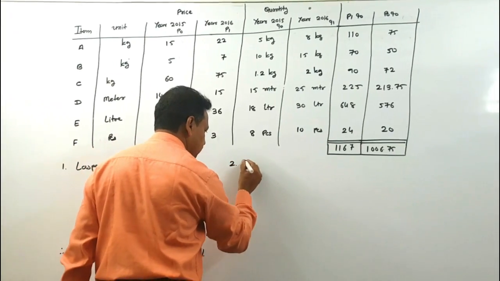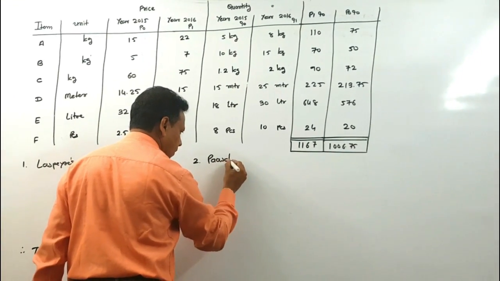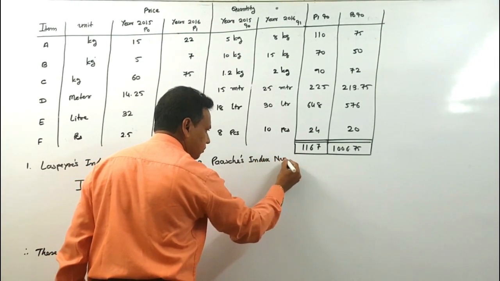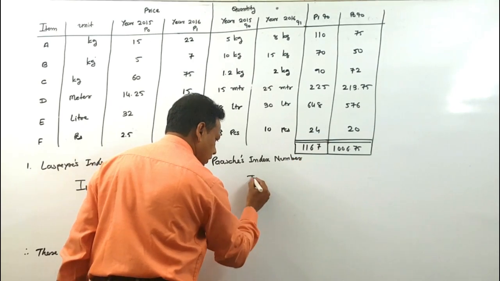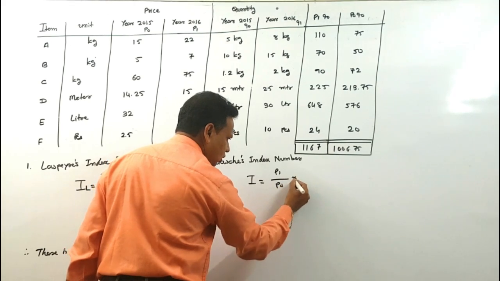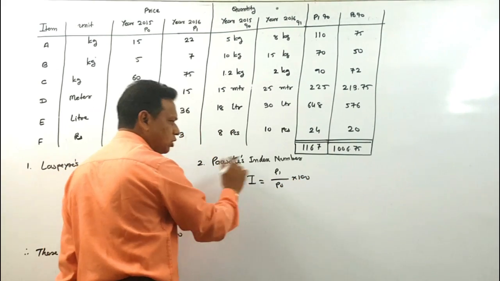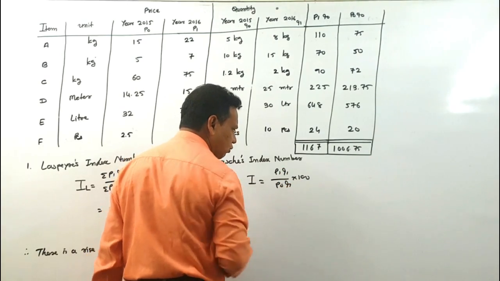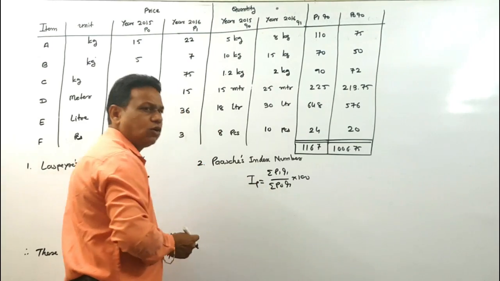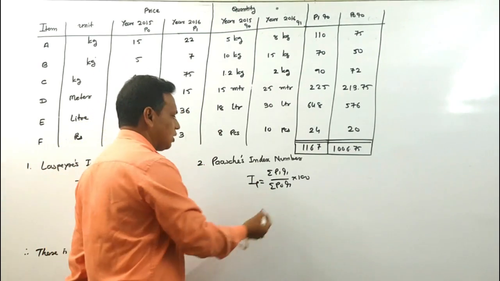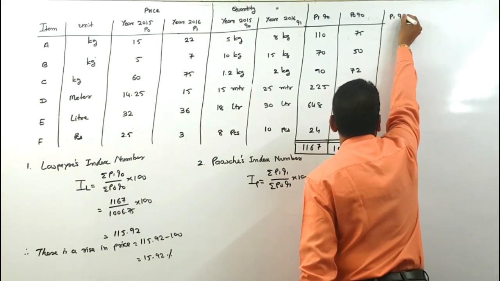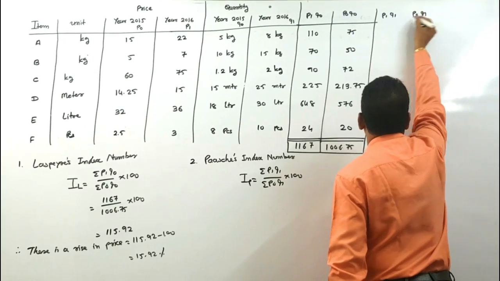So number 2. Again the original formula, I is equal to P1 by P0 into 100. Paasche gives importance to the quantity of the current year. So we have to introduce the quantity of the current year and use the summation sign, and our formula becomes the Paasche index number formula. So now we need to make 2 more columns: P1 Q1, then P0 Q1.